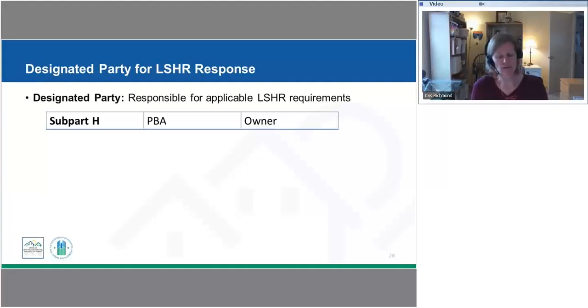Right, so the Lead Safe Housing Rule uses the term designated party. You'll hear us refer to designated party a lot more often when we get into the section that discusses elevated blood lead level children, EBLL. And this is the person or the entity that's responsible for responding to the Lead Safe Housing Rule requirements for the assistance to a particular housing property or unit. And when we're dealing with Subpart H, the designated party is the owner.